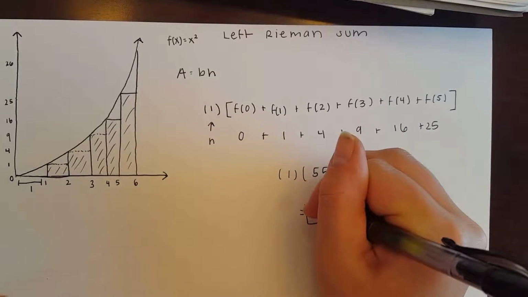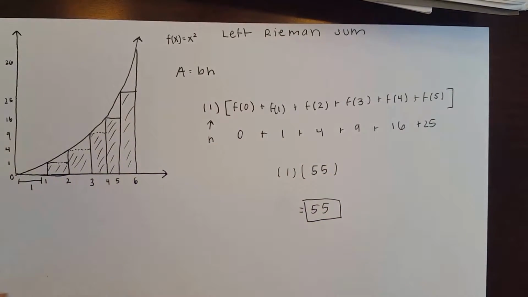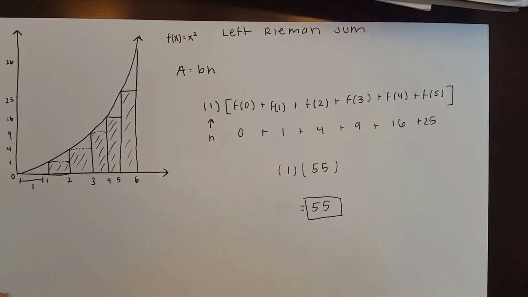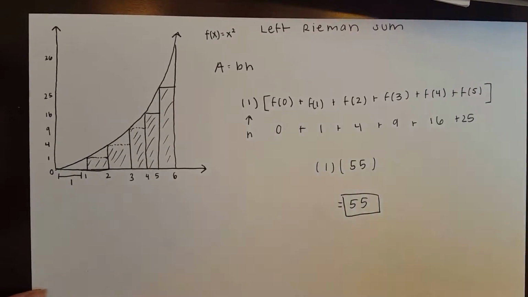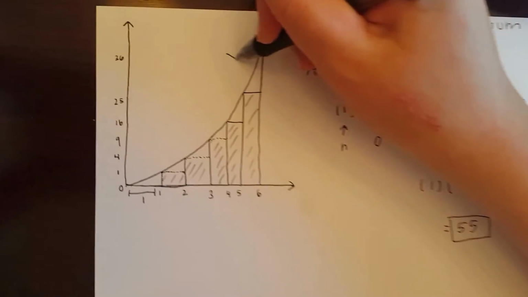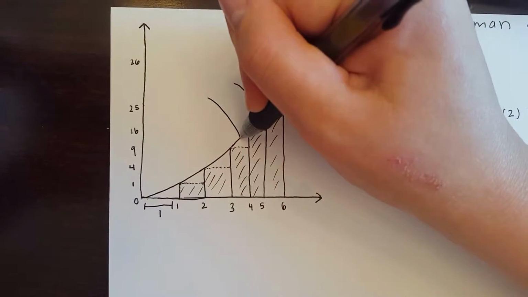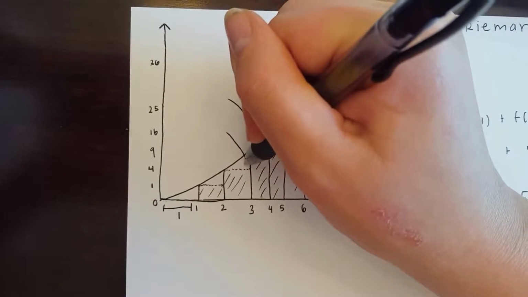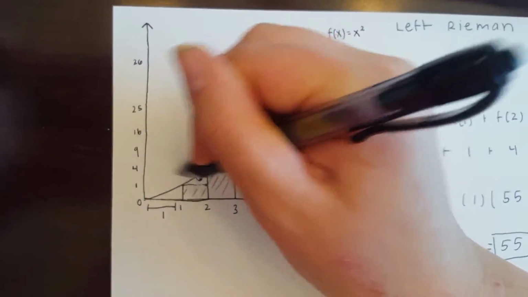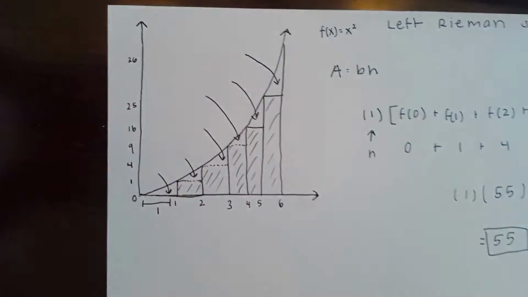And there you have it. That's your left estimation. However, you will see this estimation is an underestimate because we have excluded all of these areas from our estimation. So in reality, the actual area under this graph is more than 55.